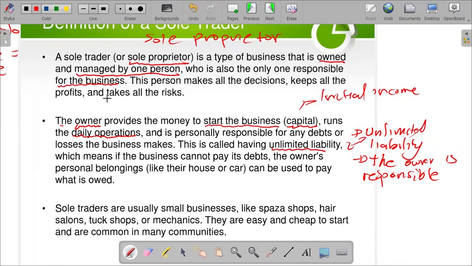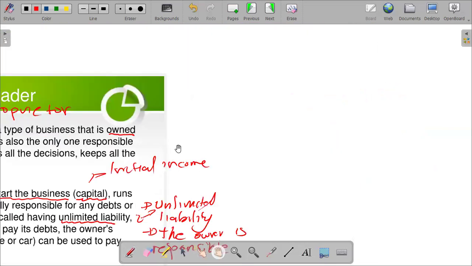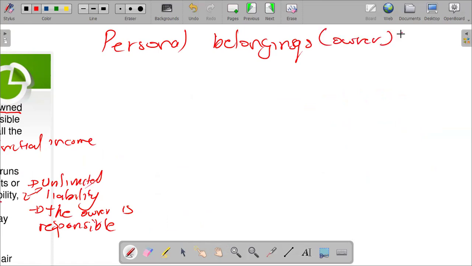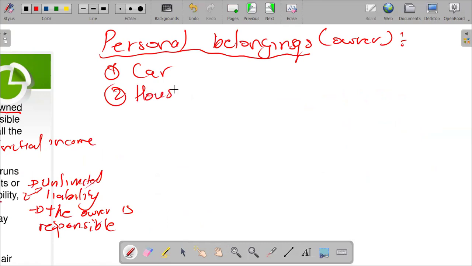Again, as it says here, unlimited liability means if the business cannot pay its debts, the owner's personal belongings, like house, like car, come into play. The personal belongings of the owner might be his car, his house, furniture, anything that is owned by the owner. Remember, this is an unlimited liability.